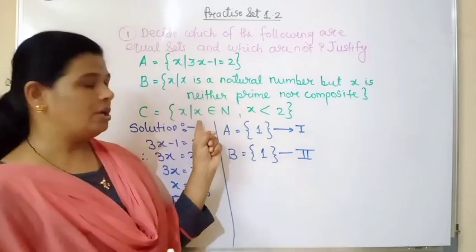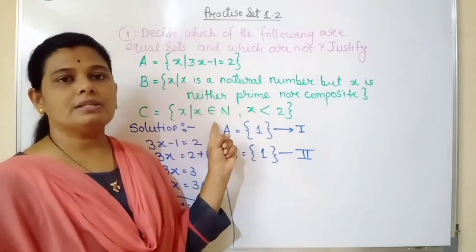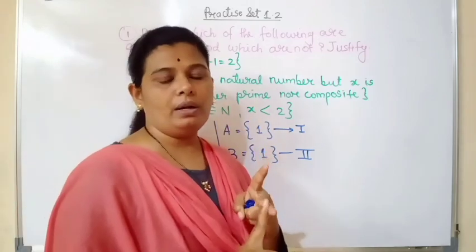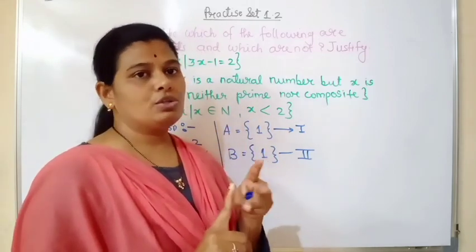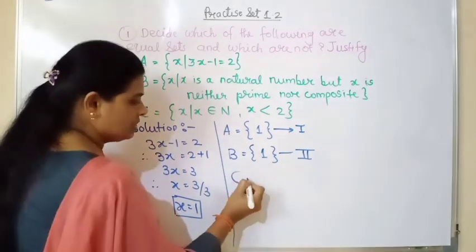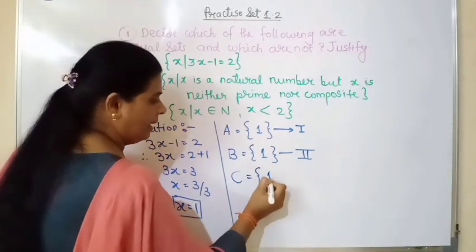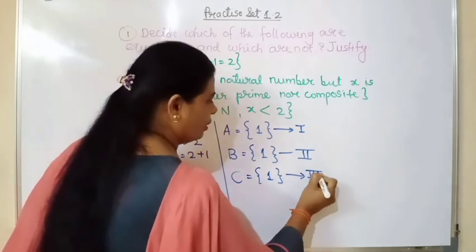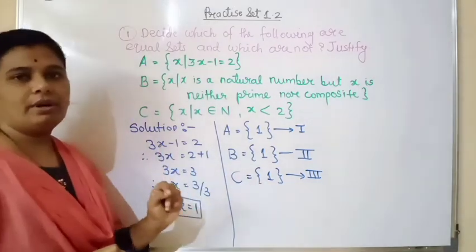But here one condition is given, that x is a natural number. So from these two numbers, 0 and 1, 1 is the natural number. 0 is not a natural number. So in the set C we get an element, that is 1. And I will give the number 3 to the set C.